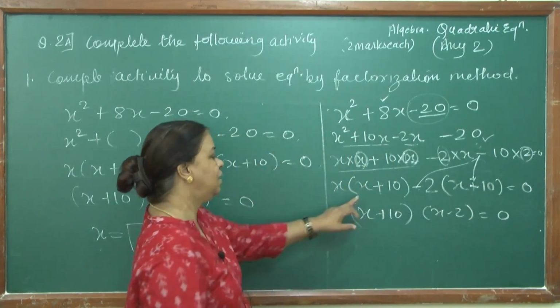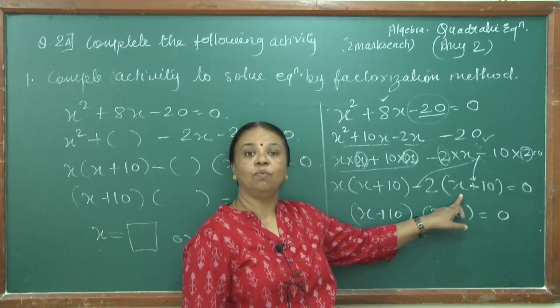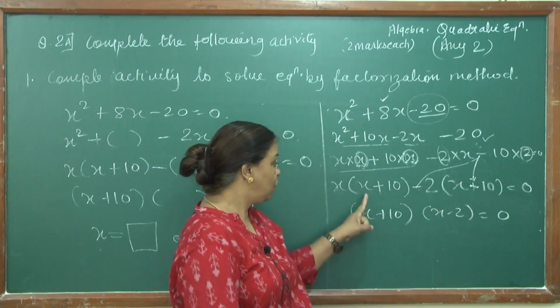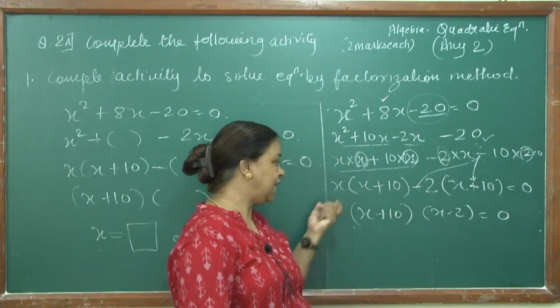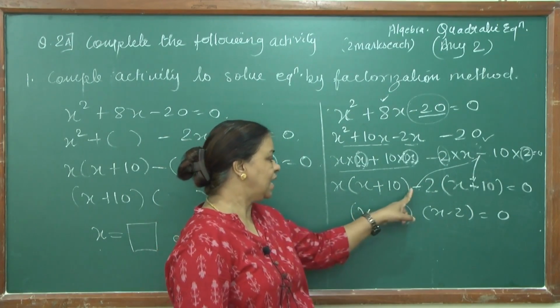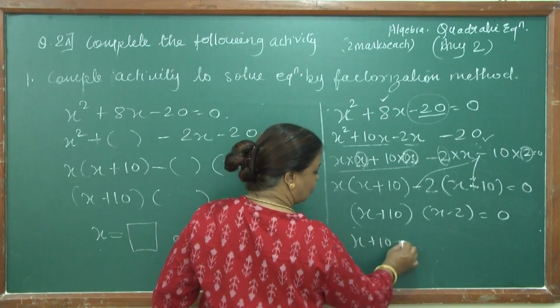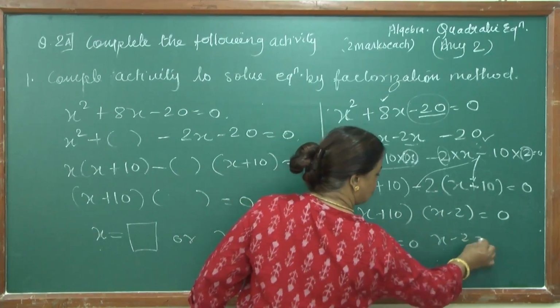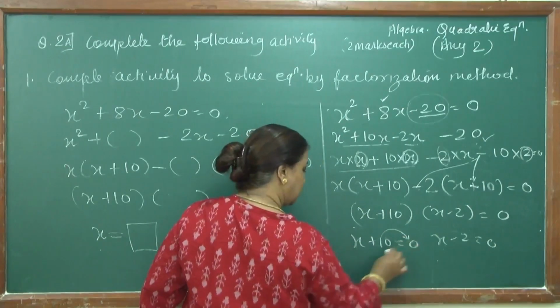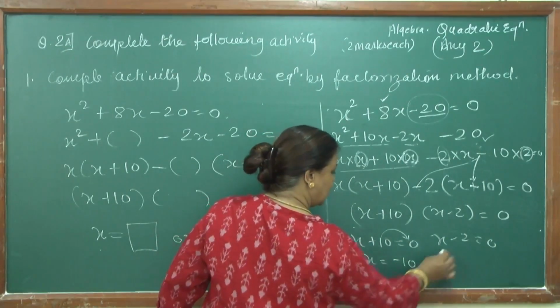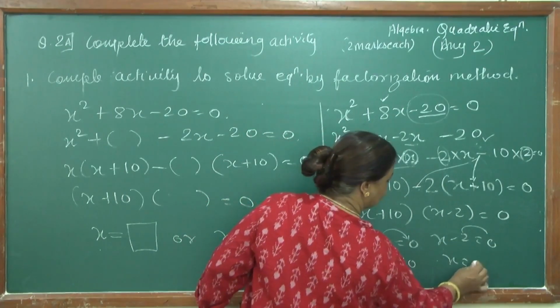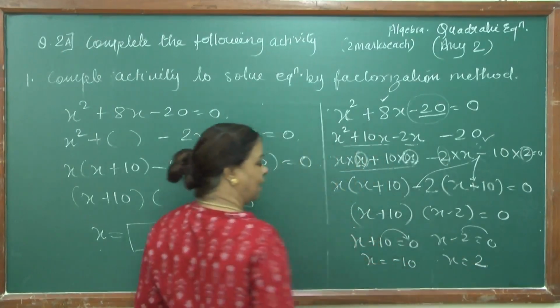Now why should I write 2 times x plus 10 was there? Why should I write it 1 time? Because it is 2 times, so it can be taken as common, and left is what then? X minus 2. So we can have x plus 10 is equal to 0 or x minus 2 is equal to 0. 10 will go here, x is equal to minus 10. Minus 2 will go here, x is equal to 2. Minus 2 will become plus.